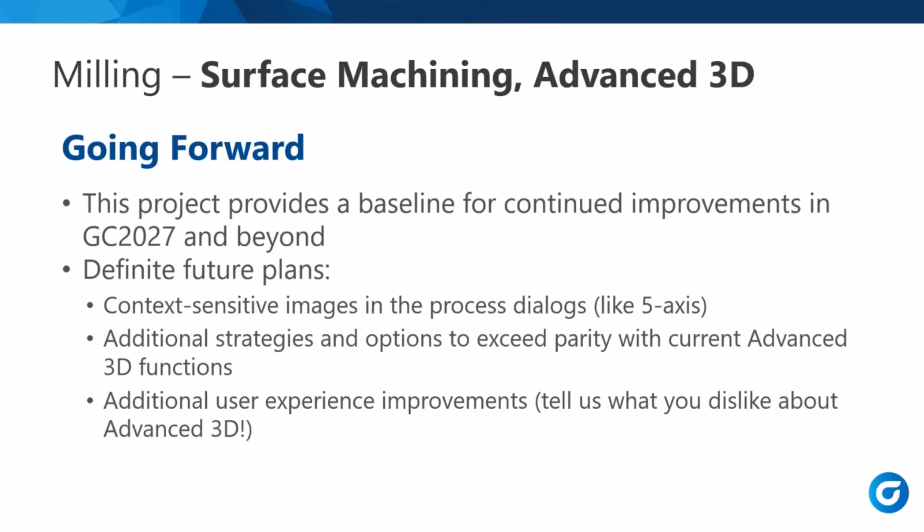So this is all a great thing, and moving forward, we've already got plans for 27 and beyond. We're going to add images, which will be helpful for those of you who use our 5-axis, in more strategies. And then we want your feedback too. Dev has asked for that: tell us, be honest. I've used Advanced 3D for years, this is what I don't like about it, because now we have the ability to make changes. So this is going to be a good thing moving forward.